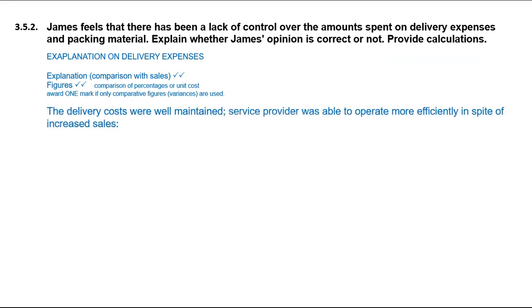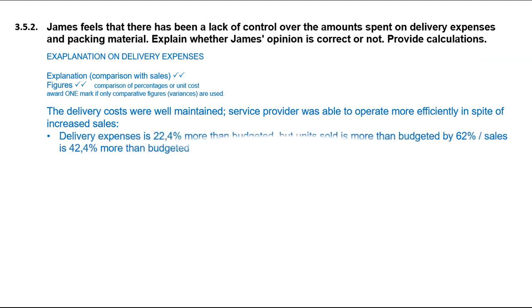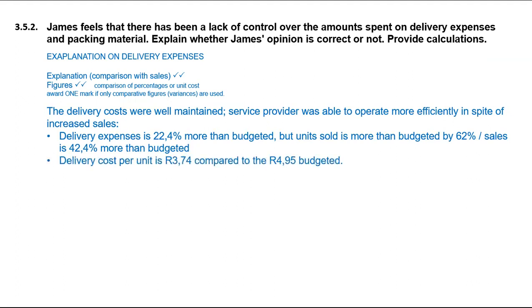The delivery costs were well maintained. That's what I've said. Service provider was able to operate more efficiently in spite of increased sales. That's what I spoke about. Delivery expenses is 22.4% more than budgeted, but units sold is more than budgeted. I spoke about that. When you compare 22 to 62%, it's way too low. Delivery cost per unit was only 3 Rand, and right now I think it's around 4 Rand for the budgeted. So it went down.